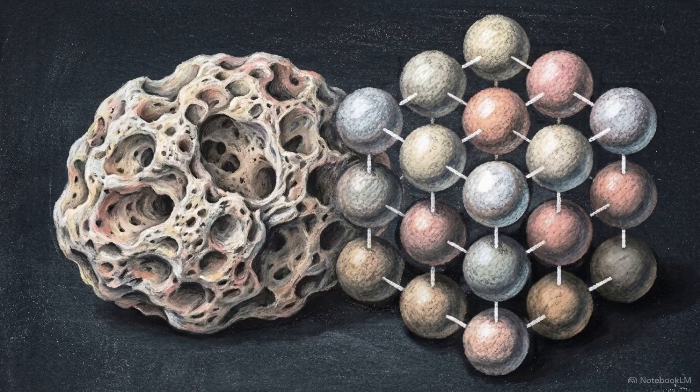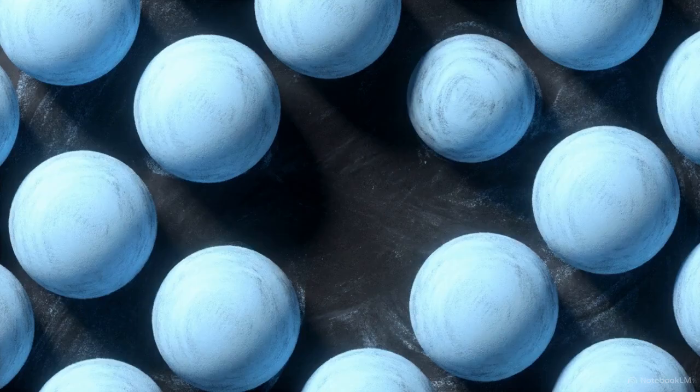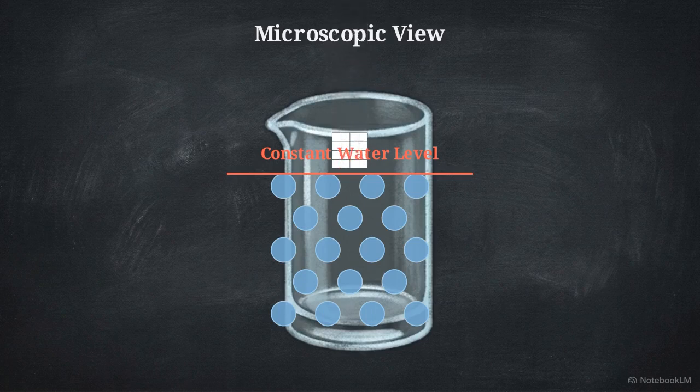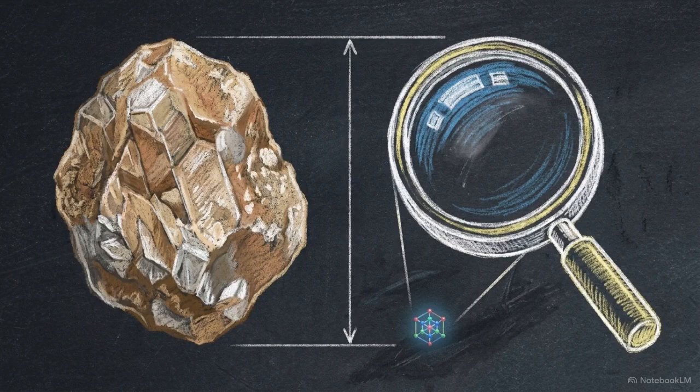The first rule of this particulate model is that matter is highly porous. There are vast empty spaces between individual particles. This animation illustrates exactly how that spacing works. When you dissolve salt into a beaker of water, the overall water level does not rise. The crystalline structure of the salt breaks apart, and each individual salt particle slides precisely into the pre-existing empty voids between the water particles.